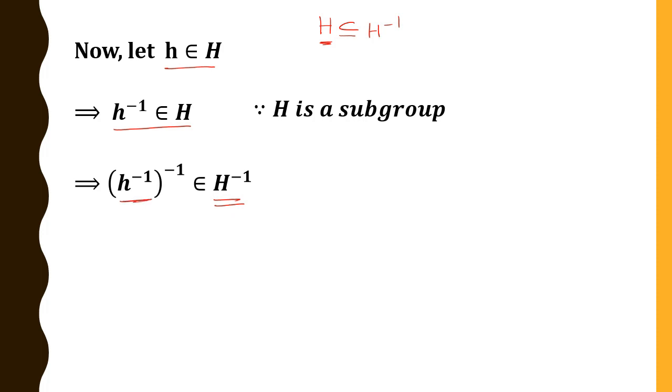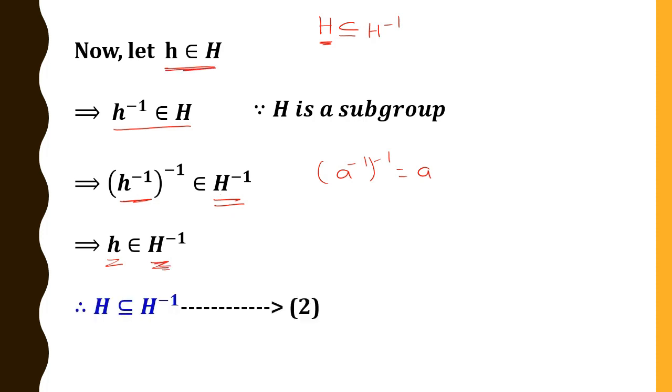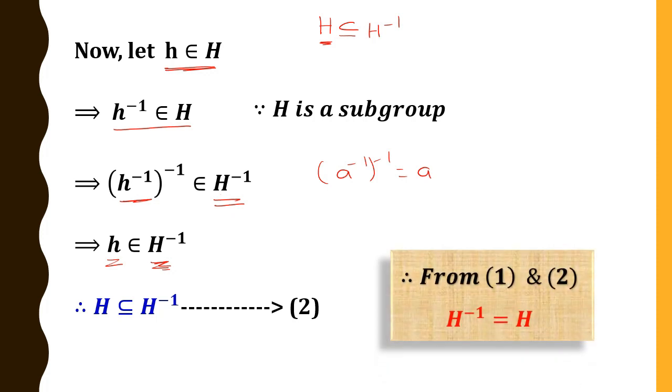But what is h inverse whole inverse? We have studied a property: a inverse whole inverse is equal to a. Therefore, h inverse whole inverse is nothing but h, which belongs to H inverse. Therefore, we had taken an element in H and we showed that that element belongs to H inverse. Therefore, H is a subset of H inverse. We shall take this as 2. So, from 1 and 2, we got H inverse is equal to H.